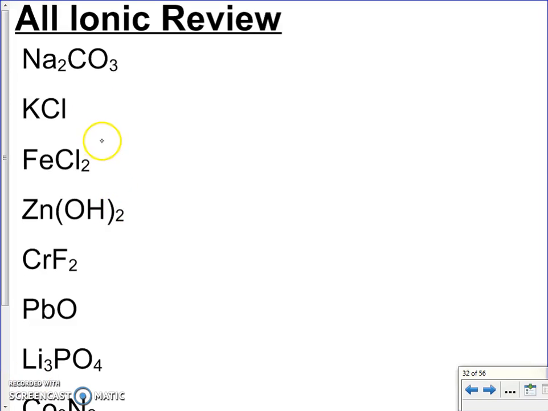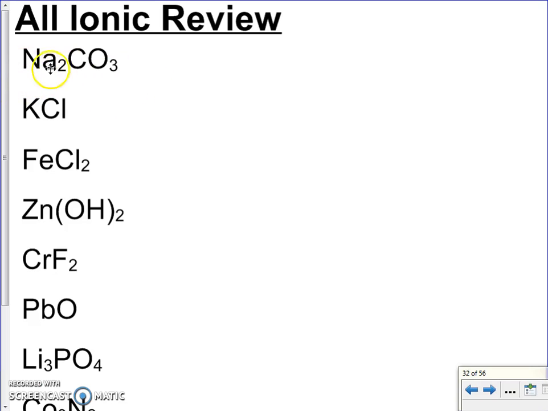Alright guys, this is where things get maybe a little bit more tricky than what we have been doing. Now we have a mix of all types of ionic compounds in front of us, and we have to be able to name them appropriately. So the first thing we need to do is look at each one and determine, does it have a transition metal? Does it have a polyatomic ion? If so, how does that affect the rules?